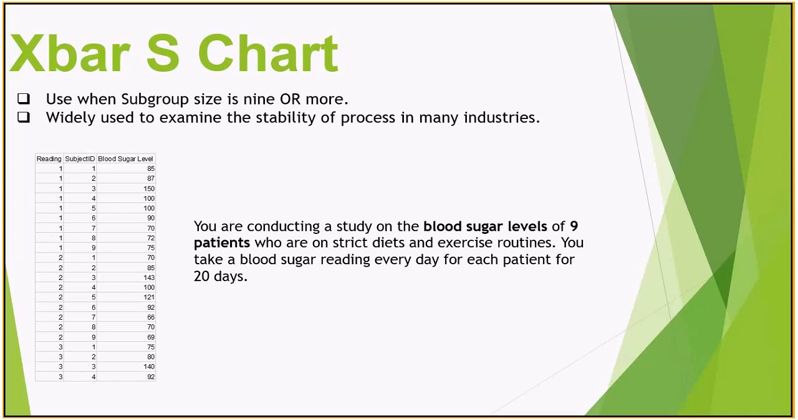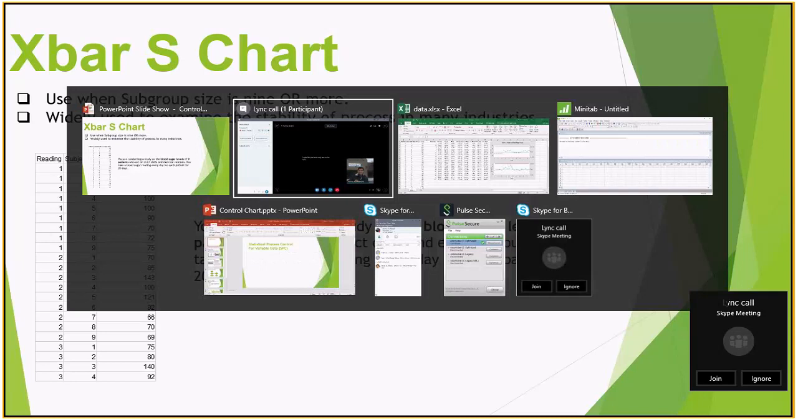So what is the meaning of subgroup here? If I am taking 9 samples, 8 samples, or 5 samples, accordingly your subgroup size will be 9, 8, or 5. So in this case we have 9 samples. Now first I'll try to explain it to you in a simple Excel file, and then I'll try to explain it in Minitab.